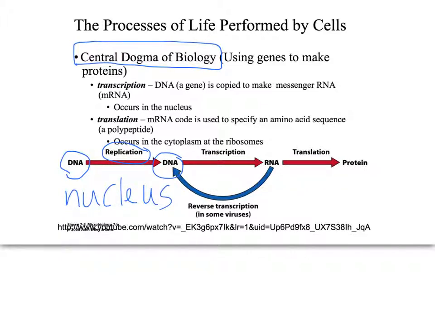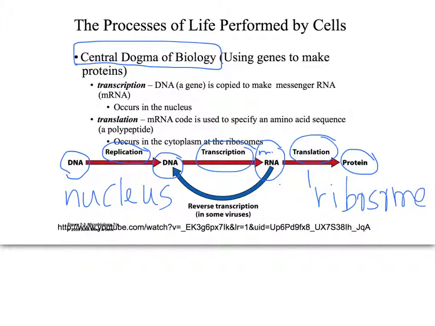Okay, now we don't let the DNA out of the nucleus. What we do is we make a copy of it. And when we make a copy of it, we call that transcription. So transcription is when we go from DNA to RNA, and that type of RNA is called mRNA, for messenger RNA. Now we let the copy, the mRNA, out of the nucleus. From that, we interpret it and make proteins, and that process is called translation, and this occurs at the ribosome, in the cytoplasm.